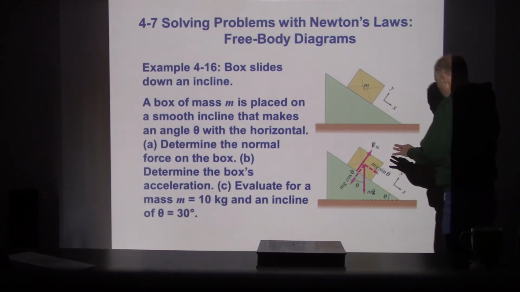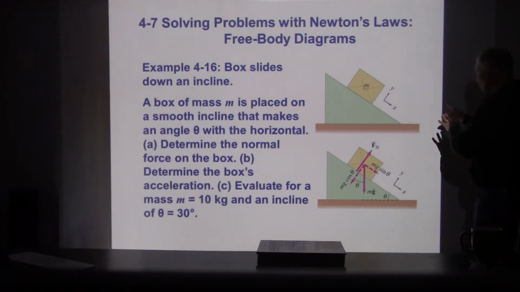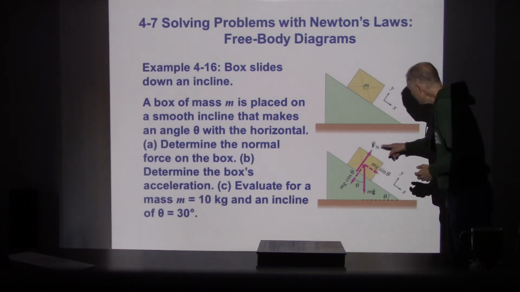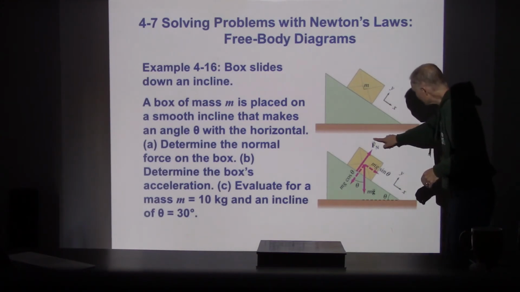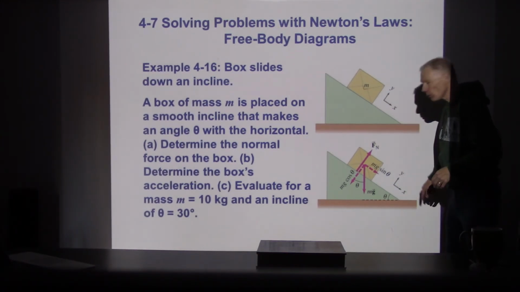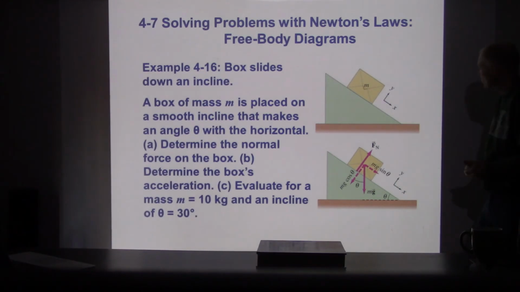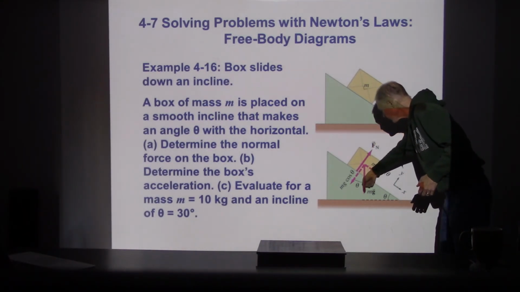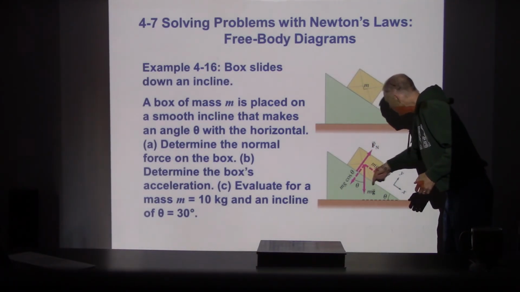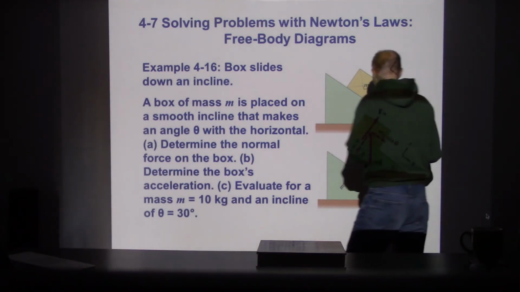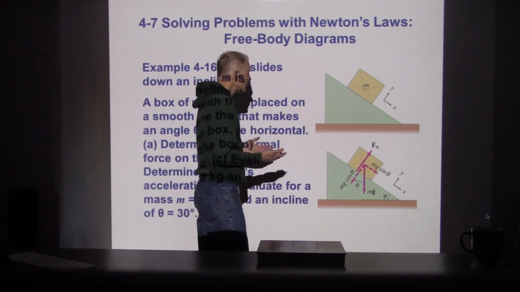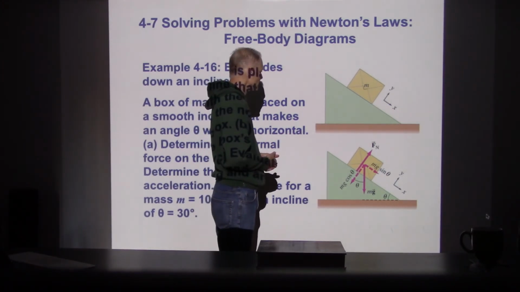Now, when I look at this diagram with the rotated coordinate system, I can see that the normal force lines right up with y. That's good news. The acceleration lines right up with x. Also good news. The problem here is gravity. Gravity is going to have both x and y components. Now we've got to decide which of these is mg cosine and which one of these is mg sine.